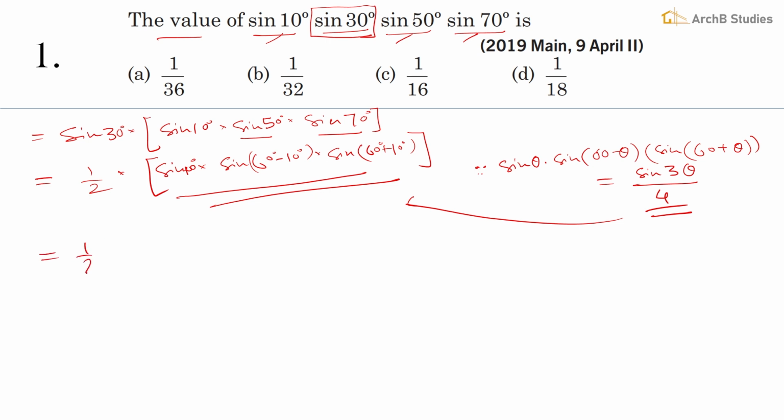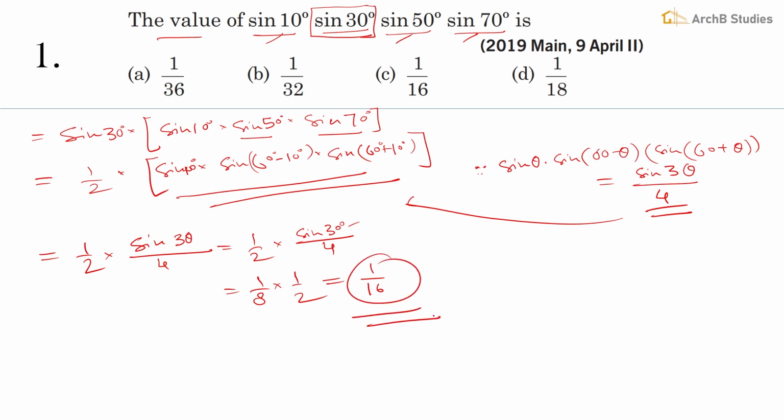So this becomes 1/2 into sin 3 theta upon 4. Here theta is 10 degrees, so sin 30 degrees divided by 4. 1/8 into sin 30, which is 1/2. This becomes 1/16. This is the answer. So C is the correct answer.